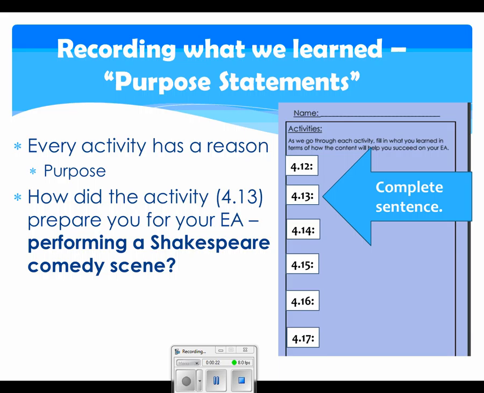All right, folks, you should already have your bookmark. You should already have your Springboard book. If you're talking, please stop if you don't need to.